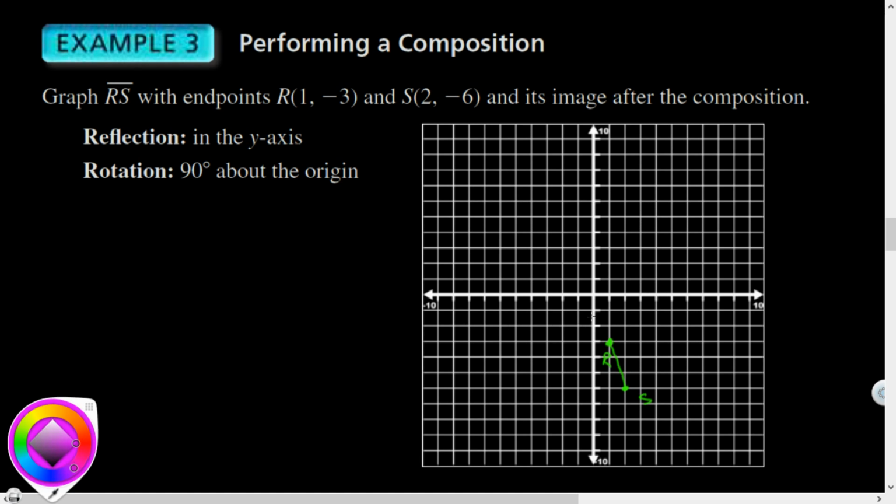If I'm doing a reflection over the y-axis, we're used to doing that. I'll reflect it in red for my image. So R to R prime, it's going to be perpendicular and equidistant. So there's R prime. S to S prime is perpendicular, equidistant. So there's after one transformation. So that's my reflection. And now let's do a rotation 90 degrees about the origin. So here from the origin, 90 degrees out, it's going to land right here for R double prime.